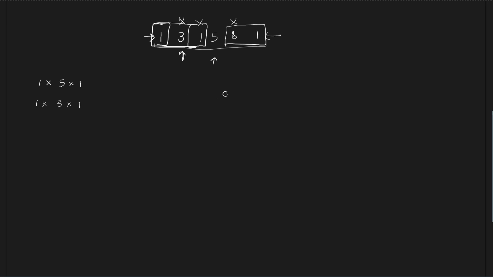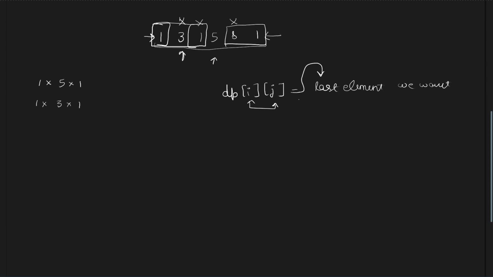So the DP state would be dp of i, j, right? I to j is the range that we are calculating, and for each range we will calculate what is the last element we want to remove. So this is not the answer. This is what we are calculating at dp of i, j.